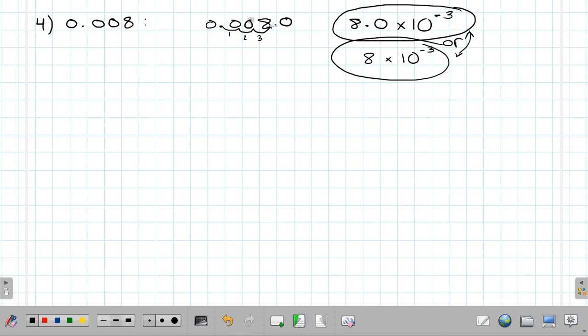Since it's going to end up at the end of the number, it doesn't hurt you to add a 0 at the end of the decimal. So 8.0 times 10 to the negative 3, or like I said, just 8 times 10 to the negative 3.